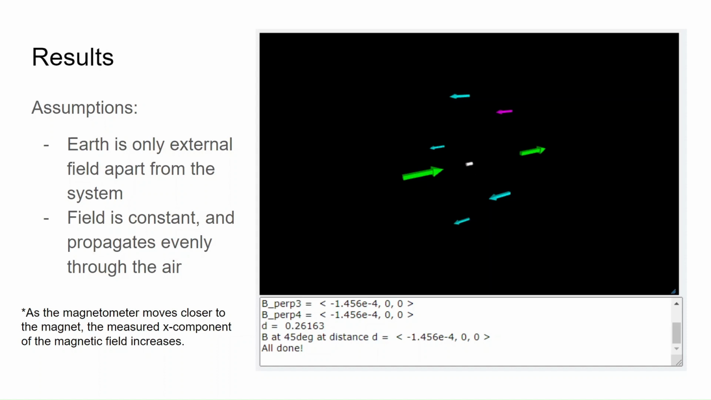Also, as asked in the assignment on Canvas, as the magnetometer moves closer to the magnet, the measured x component increased. That is because the closer we got to the magnet, the greater the strength the magnetometer read for the field. Here are our values down here. The reason the off-axis value is similar to the perpendicular values you can see is that the off-axis value is just over a quarter inch away, and these are a quarter inch away.